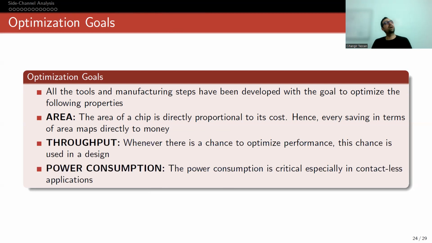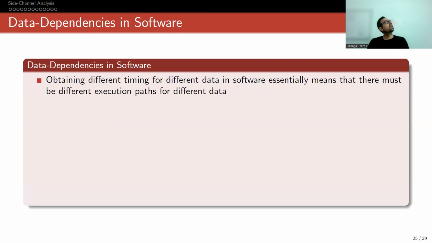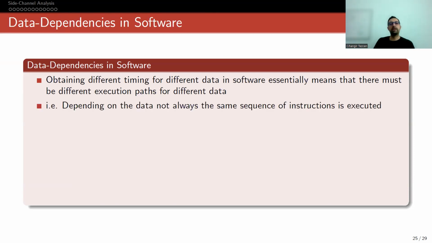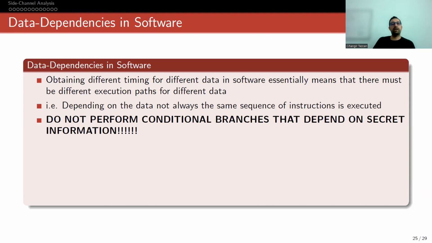Power consumption. The power consumption is critical, especially in contactless applications. Okay. So data dependencies in software. This is an important topic. Obtaining different timing for different data in software essentially means that there must be different execution paths for different data, right? In other words, depending on the data, not always the same sequence of instructions is executed. Do not perform conditional branches that depend on secret information. This is the thing that we can say when we are talking about side channel analysis, okay? So if there is a branch depending on the key, then you lose everything.